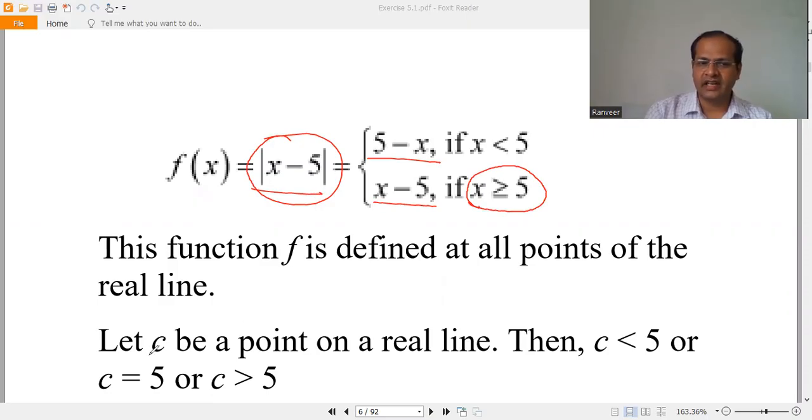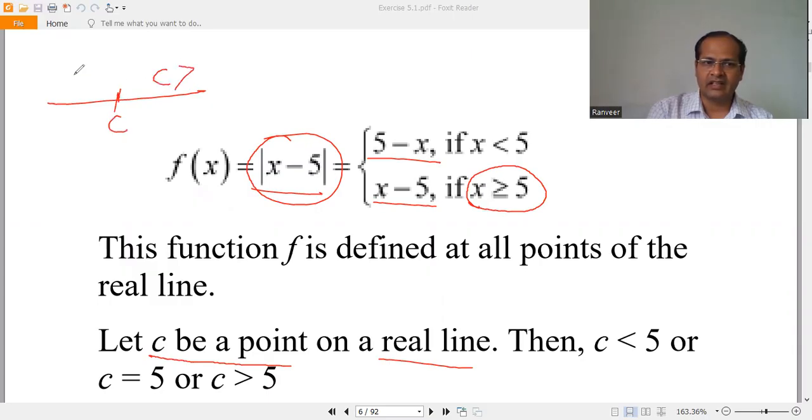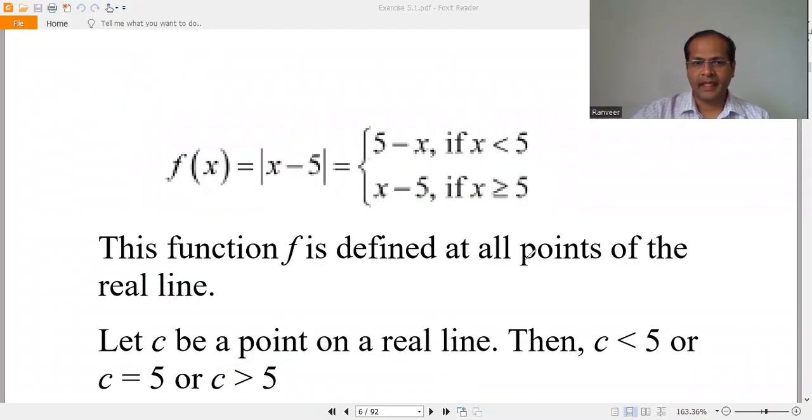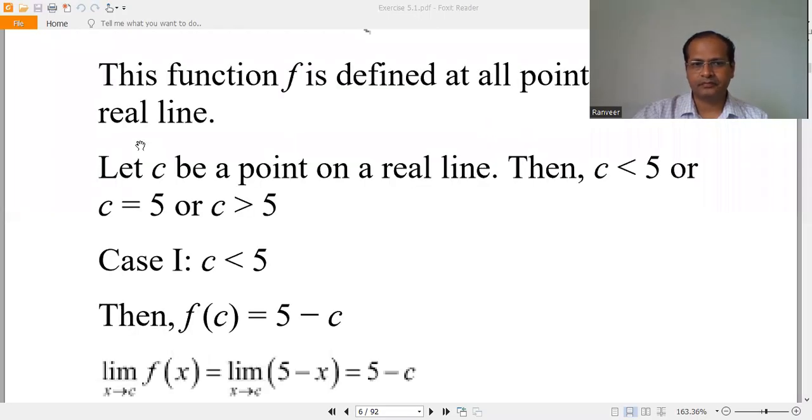So in this case, let the point c be any point on the real line. What are the possibilities? Suppose we are taking c, so c is greater than 5 and c is less than 5. There are only two possibilities. In this case, this is the number 5. At this number only we have to check the continuity of the given function.